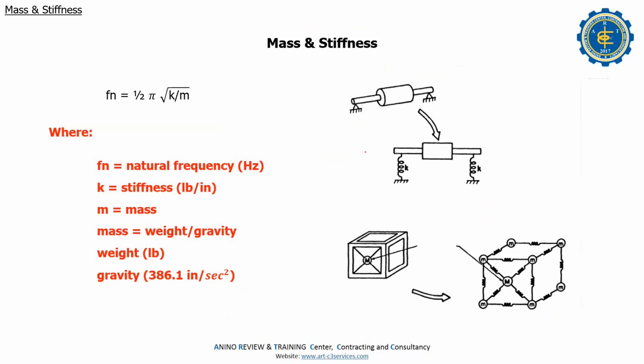Okay, mass and stiffness. Continue. Fn is the natural frequency in hertz. Then one over two pi, times the square root of the stiffness in pounds per inch, times the gravity, divided by the weight. So this is the standard formula for the mass and stiffness.